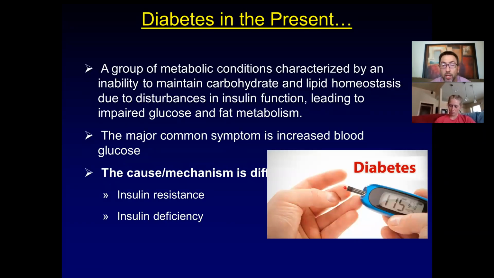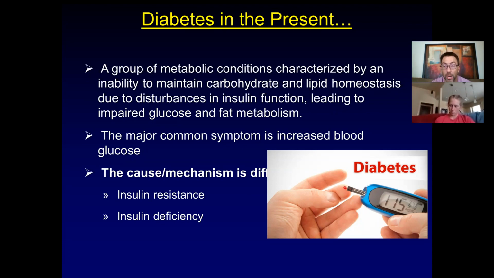Okay, so in the present day, diabetes represents a cluster of a couple of different metabolic conditions. Diabetes is a metabolic disorder, and it's a metabolic disorder as it relates specifically to carbohydrate and glucose metabolism. It is really going to impair the ability of your cells to take in glucose and respond to insulin correctly.